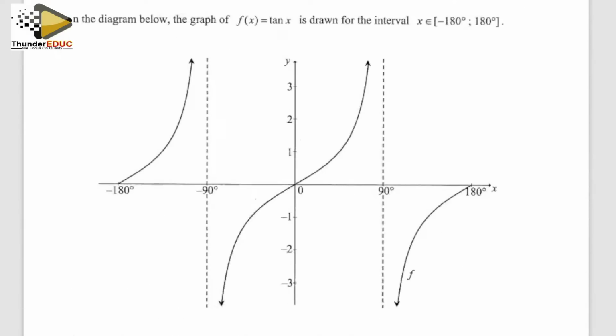Question 7, which is the tan graph. They're asking us that the diagram below is the graph of f of x equal to tan of x. It's given the interval between negative 180 and positive 180. Can we write down the equation of the asymptote of f between 0 and 180? So an asymptote is just that line which the graph does not touch. Okay, 7.1, we're going to say that x is equal to 90 degrees.